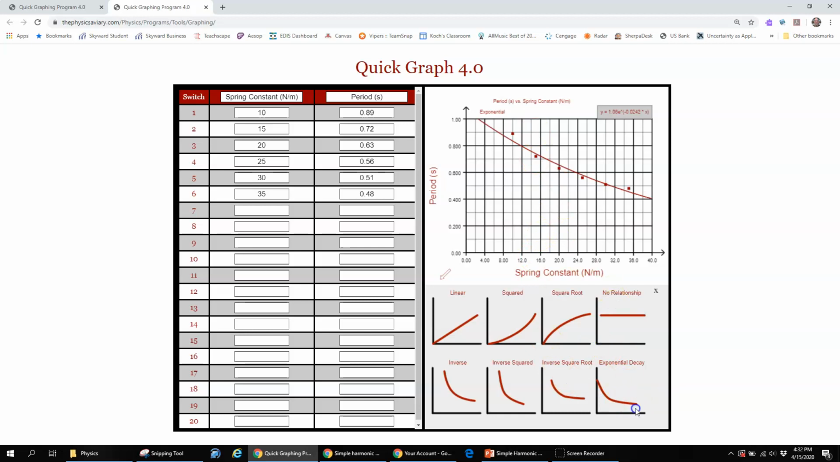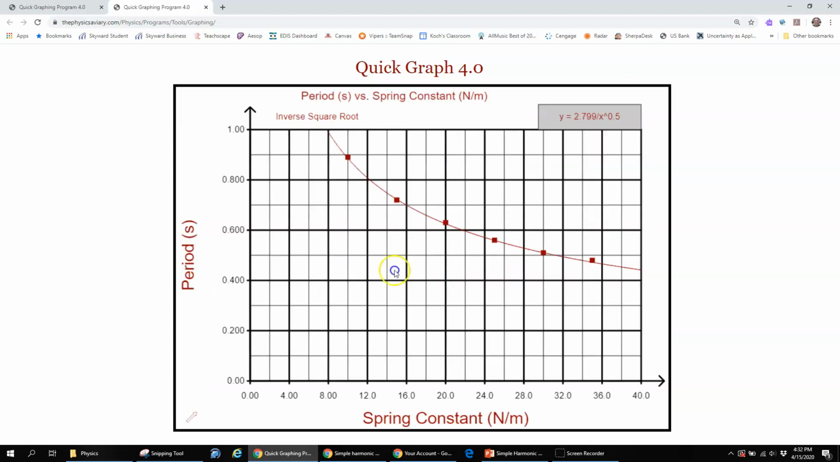The exponential decay actually gets closest to fitting all the data, but if we were to take some points in here, we'd find that the actual data was far higher than this model would predict. So inverse square root is a much better model here, and we have this particular graph fit.